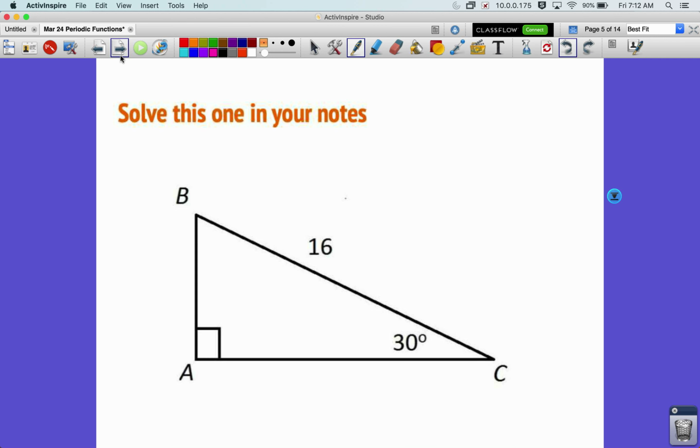All right, here's another one that does require some of those trig operations. So to solve this one in your notes, I'll put up my work now.